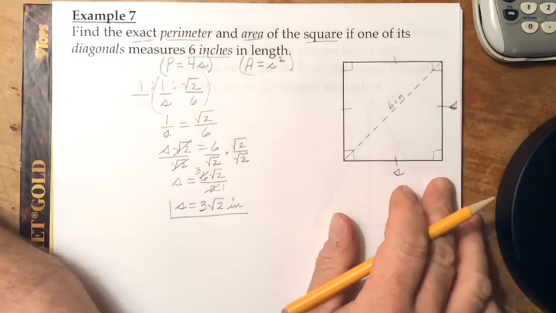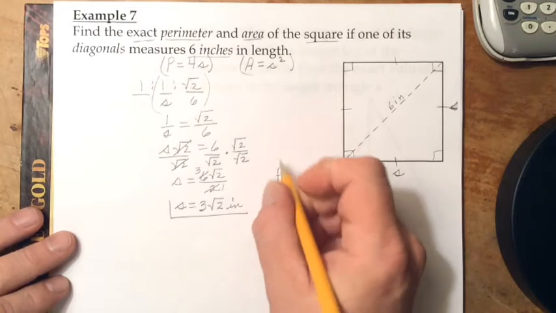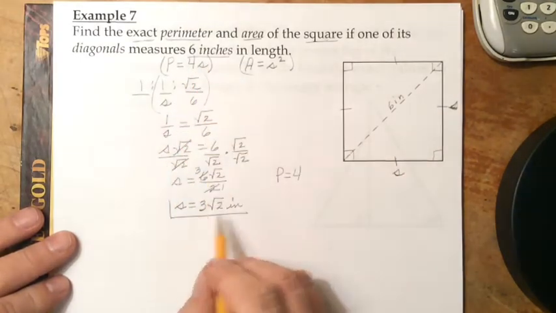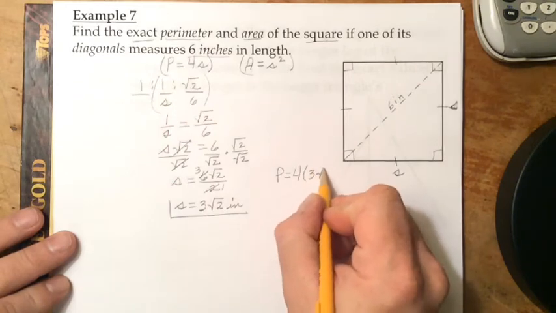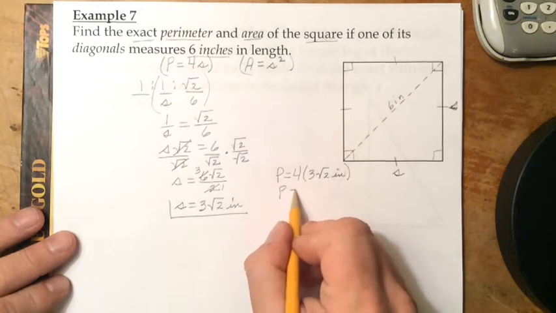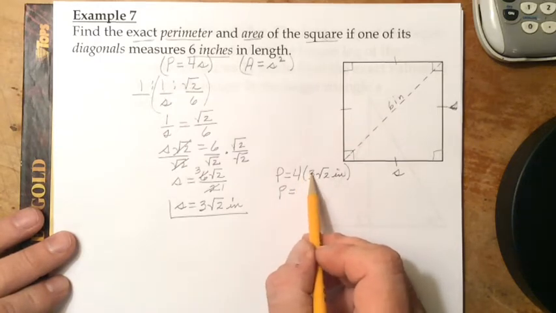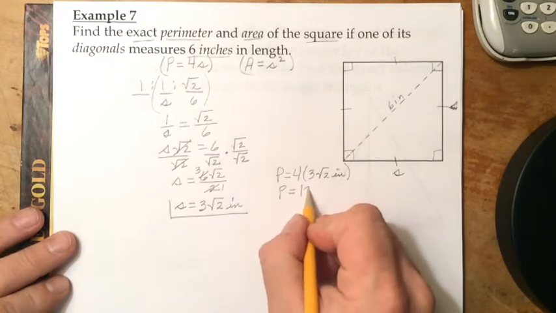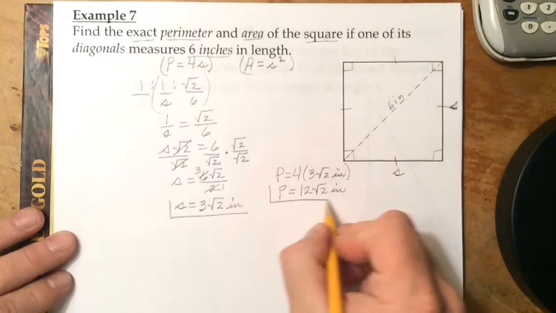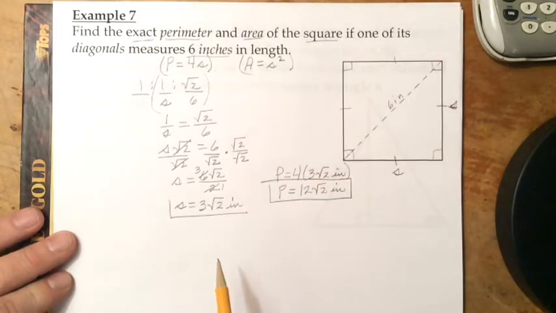They asked specifically for the perimeter and the area. So starting with the perimeter. Perimeter of a square, again, is 4 times the length of a side. And the side here we found is 3 times the square root of 2 inches. When you multiply rational and irrational numbers together, remember, you can only multiply the rational parts together. So 4 times 3 is 12 times the square root of 2 inches. So the perimeter all the way around this square is 12 times the square root of 2 inches.